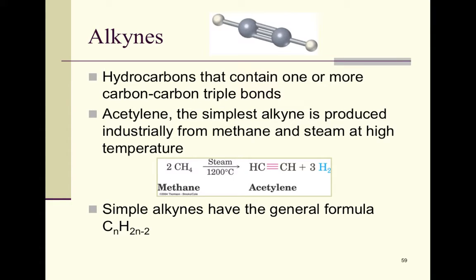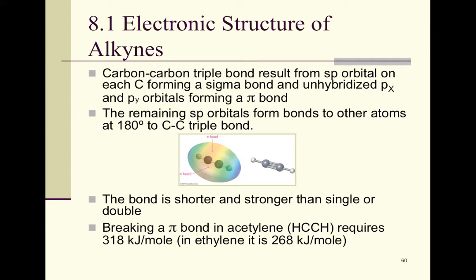Simple alkynes have the formula CnH2n minus 2. In fact, they have 2 degrees of unsaturation. Carbon-carbon triple bonds result from the sp orbital on each carbon forming a sigma bond, and unhybridized px and py orbitals forming a pi bond. The remaining sp orbitals form bonds to other atoms at 180 degrees to the carbon-carbon triple bond. The bond is shorter and stronger than single or double bonds. Breaking a pi bond in acetylene requires 318 kilojoules per mole. In ethylene, it's 268 kilojoules per mole.